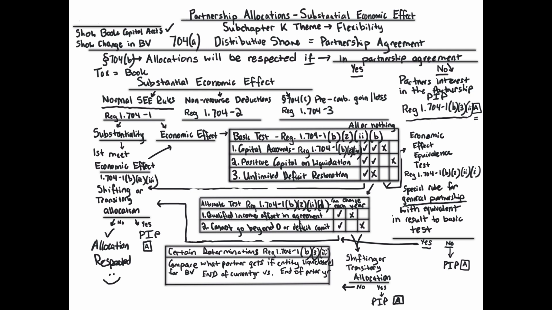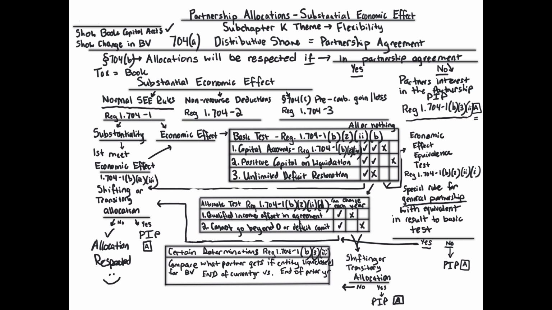Okay, so from the basic test, the economic effect equivalence test, and the alternate test, if you do meet either of those three tests, you come over to the shifting or transitory allocation of substantiality. If it's a shifting or transitory allocation, well, unfortunately, you don't meet substantial economic effect, and it's going to be the partner's interest in the partnership. So that brings that rule up. But if it's not a shifting or transitory allocation, then the allocation will be respected, and you can go ahead and rely on that.